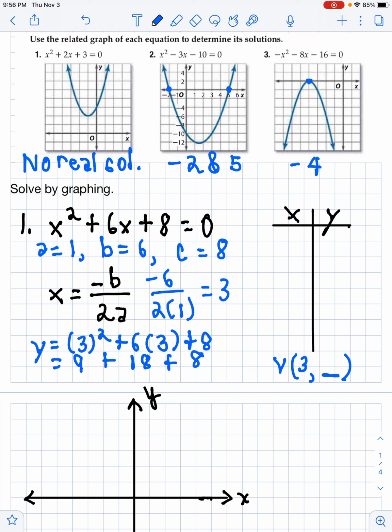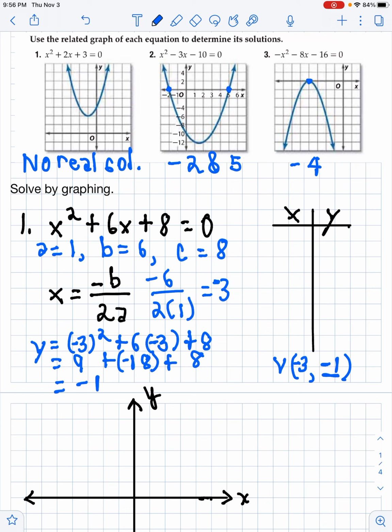So that, oh, you know what? I just realized, oh, this is a -3, okay? My mistake. So we're plugging in -3, and that means this is -18, and so that would be -9 plus 8, which is -1. That makes much more sense.